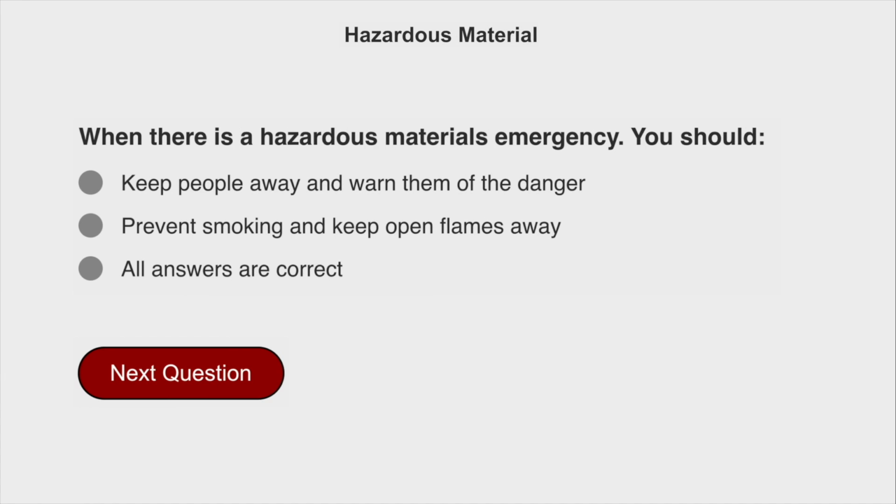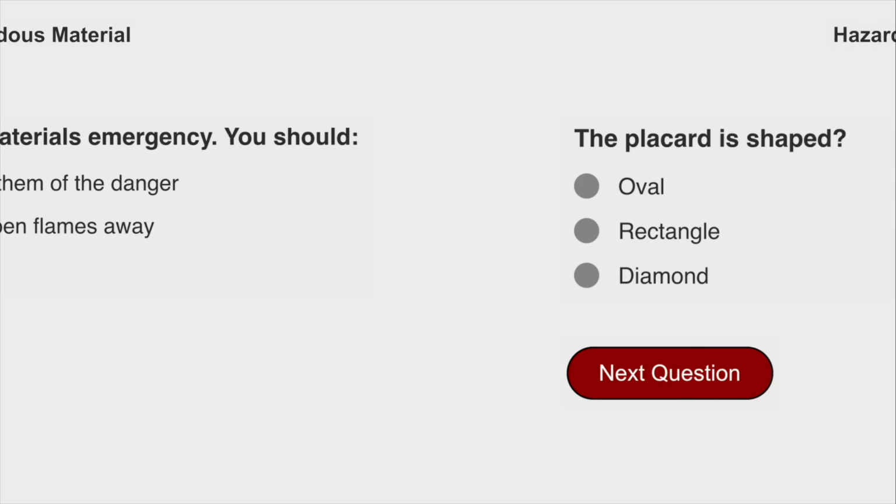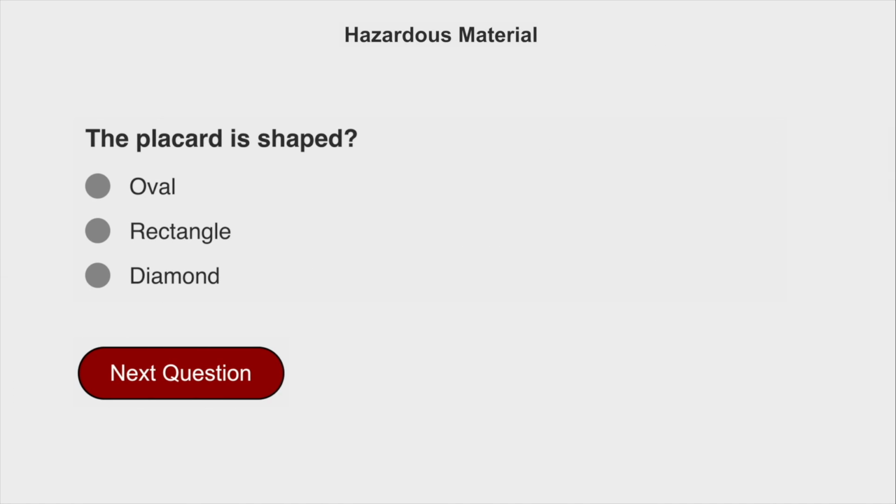When there is a hazardous materials emergency, you should: all answers are correct. Keep people away and warn them of the danger, and prevent smoking and keep open flames away. The placard is shaped diamond.